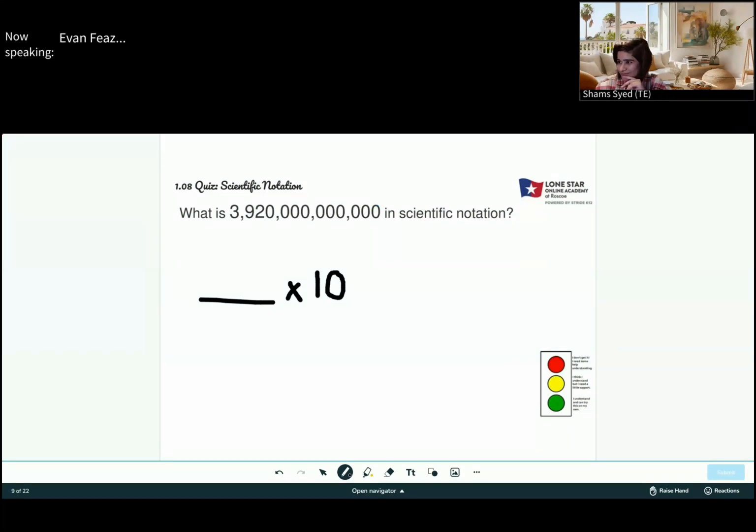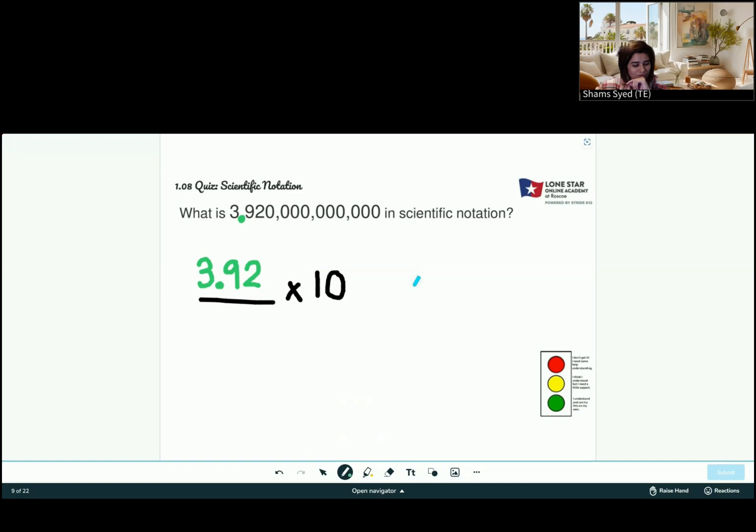The number times 10. But let's figure out that number. This number in the blank is going to be less than 10. 1 or more, but less than 10. Vida says 3.92. Kayla says 3.92. Yes, absolutely. Let's do 3.92. We cannot have 10 or more, but we can have less than 10.